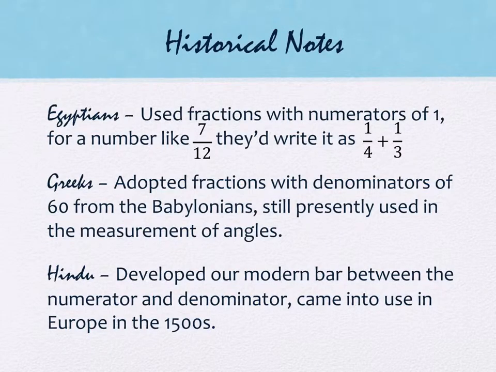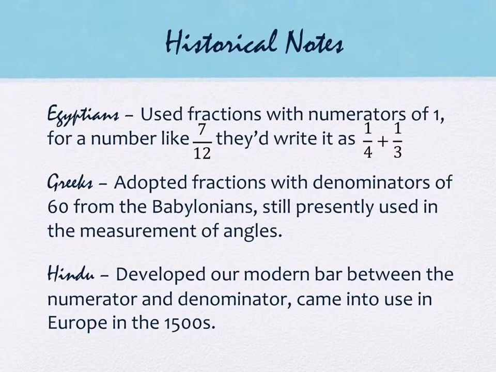Some historical aspects about fractions that you may or may not know. Egyptians actually used fractions, and be glad you're not an Egyptian back in the day, because this looks really hard to me. They used fractions that all had numerators of the number 1. So if they wanted to represent a number like 7 over 12 that we just used, they wouldn't write 7 over 12. The way it would have been represented is 1/4 plus 1/3. That feels very awkward to me. But they didn't have notation that had anything but numerators of the value 1. So, kind of interesting information.